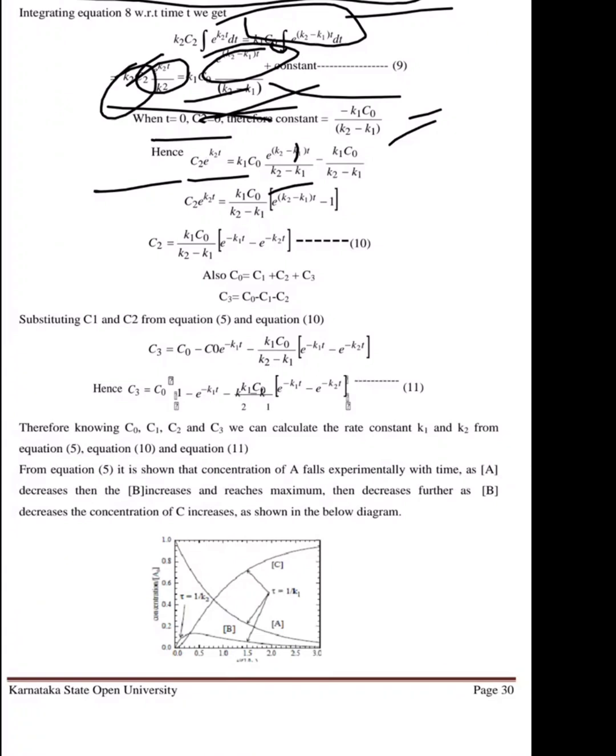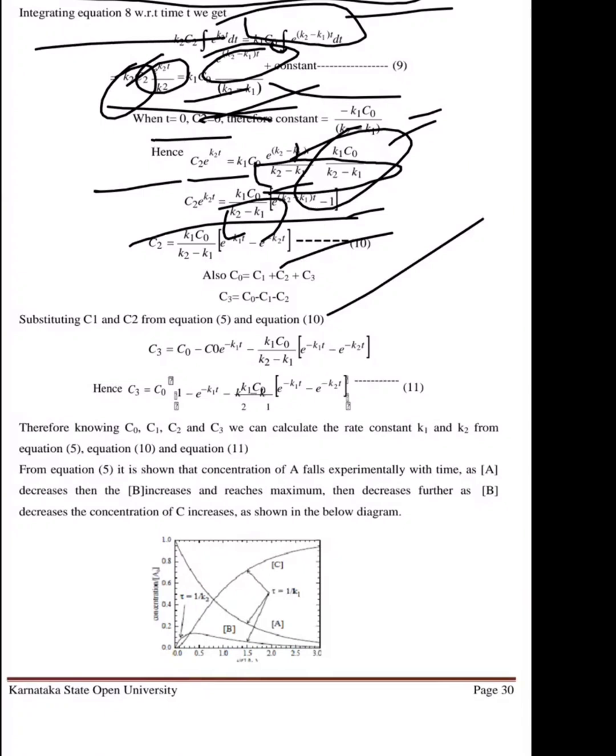Further resolving it, taking K1 C naught and K2 minus K1 as common, it can be written as C2 equals K1 C naught divided by K2 minus K1 into e to the power of minus K1 t minus e to the power of minus K2 t. This is equation 10.